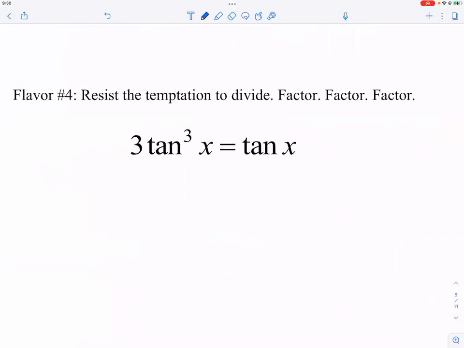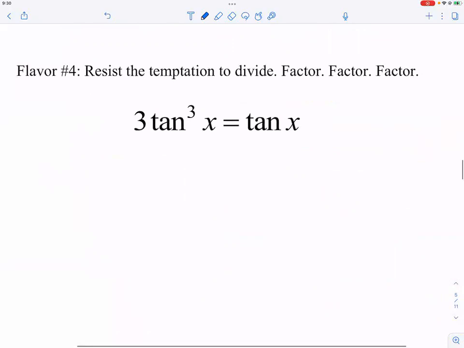Next up, I got flavor number 4. I call this resist the temptation to divide. Factor, factor, factor. Now, why do I say you have to resist the temptation? Because for most people, they look at the tangent x on the left, tangent x on the right, and they're like, let's divide. And this is where you need to understand why we don't divide, by the way. Why can't we divide? Why shouldn't we divide?